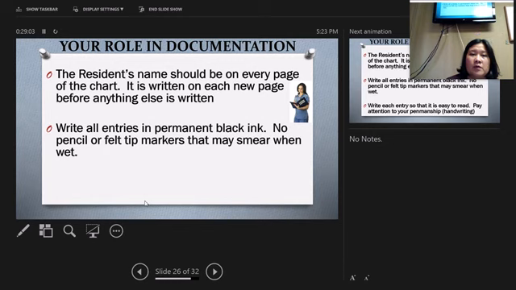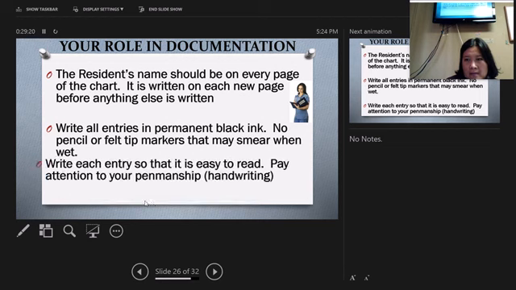It has to be written on both sides of the page, just like you're filling out every form here in class. We put your name on the front and the back. You're writing in permanent black ink. You're not supposed to write in pencil. You're not supposed to write in fancy colors. You can't write in felt tip markers that will smear if they get wet.